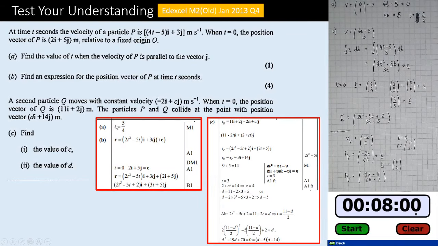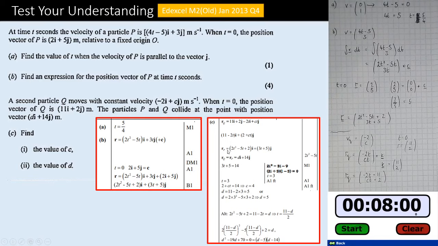So let's have a look. So T is 5/4. Excellent. 2t squared minus 5t plus 2. 3t plus 5. Excellent. So that's our first 5 marks all done. Our position vector for Q, we have 11 take away 2t, and we have 2 plus ct. They've written it awkwardly, but they've then rearranged it afterwards to get this line.